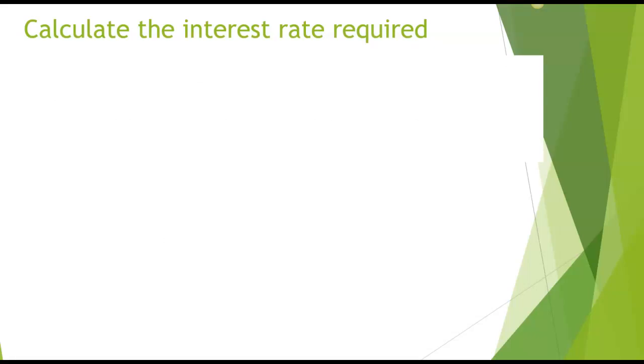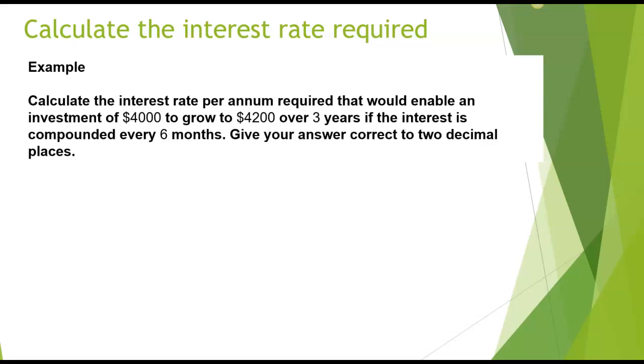So calculate the interest rate required. This is a more complicated rearrangement of the formula, and you can go back to the slides before to work it out again. So calculate the interest rate per annum required that would allow an investment of $4,000 to grow to $4,200 over 3 years, where the interest is compounded every 6 months. Give your answer to 2 decimal places.